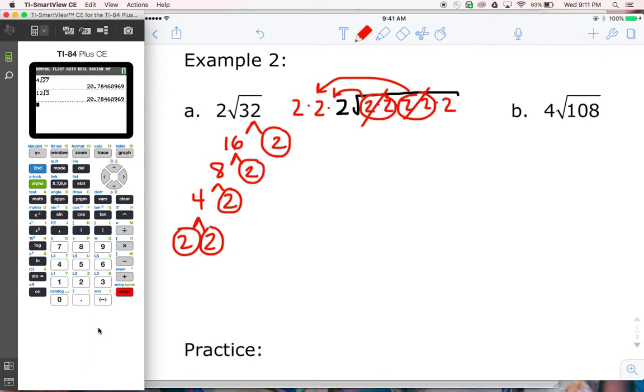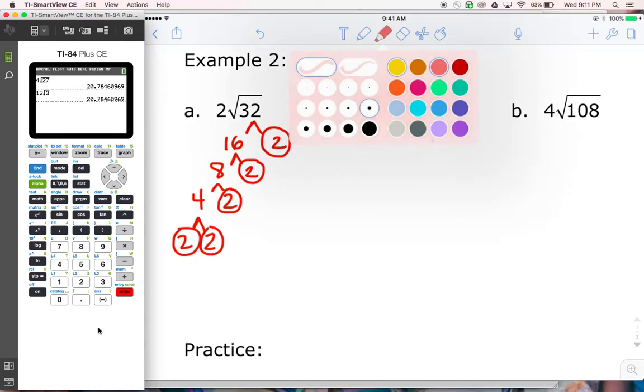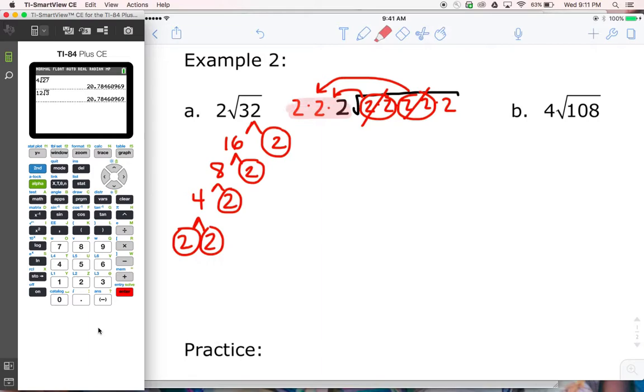Okay, so all of these outside are going to be multiplied together. So 2 times 2 times 2, that's going to give me 8. And on the inside, I had this one that was unused, has to stay home, just stays in the box.